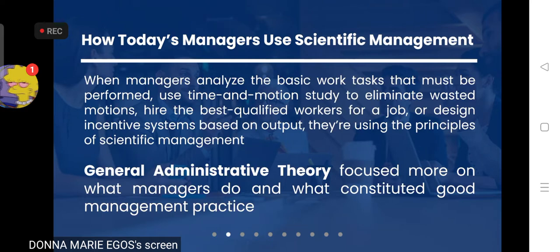So this theory focused more on what managers do and what constituted good management practice. This theory focuses on overall management, emphasizing the role of managers. So next slide, please.